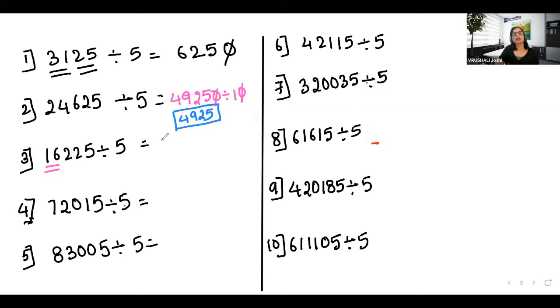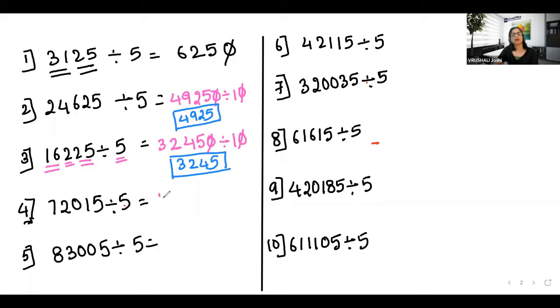16 double 32. 2 double 4. 25 double 50. Divided by 5 double 10. You cut the 0 and you will get the answer. Answer will be 3245. The blue box is the final answer. The pink box is the calculation.